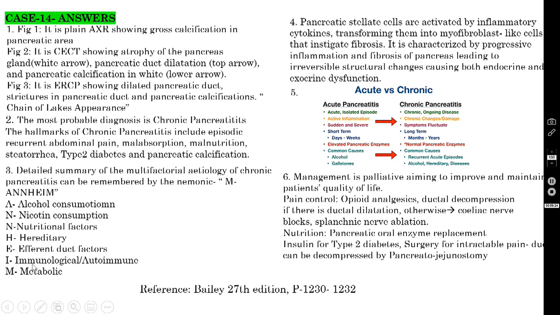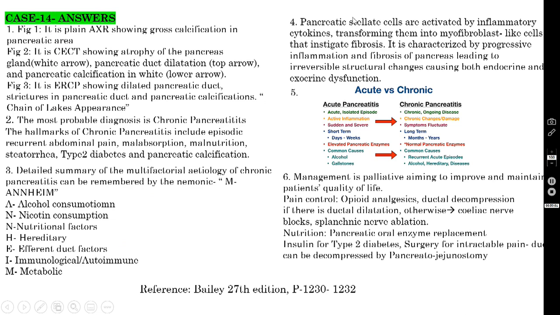So, what is the etiology of this condition? A detailed summary of the multifactorial etiology of chronic pancreatitis can be remembered by the mnemonic M-ANNHEIM. M means multifactorial. A is alcohol consumption, N is nicotine consumption, another N is nutritional factors, H is hereditary, E is efferent duct factors, I is immunological or autoimmune, and M is metabolic.